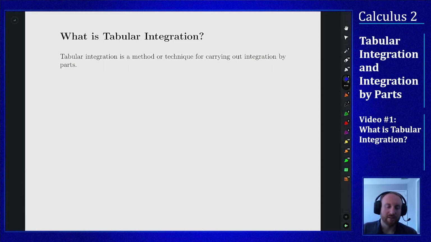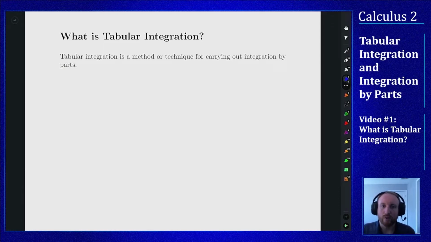Tabular integration is a technique that can be used to help carry out integration by parts. In this set of videos, we'll go through what this method is, how you derive it and how it works, as well as some cautions as to when you might not want to use it for solving integration by parts problems.